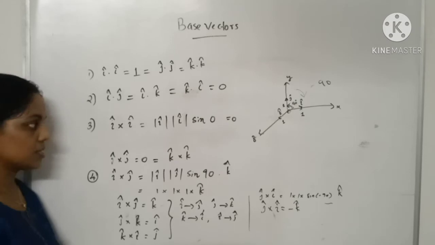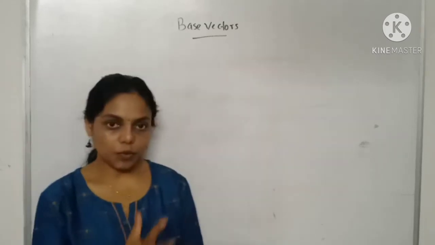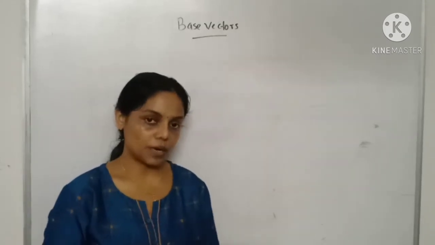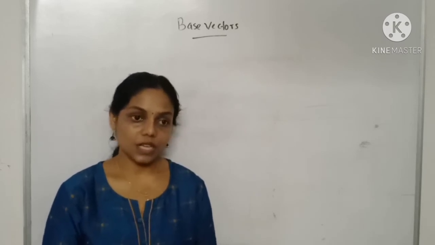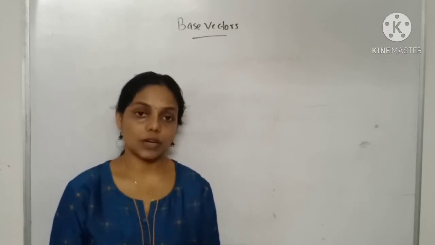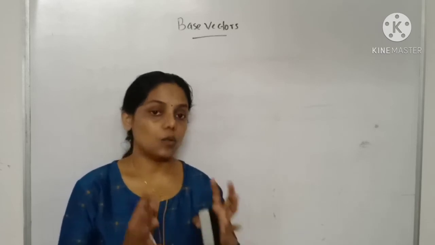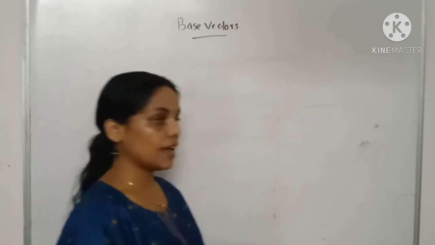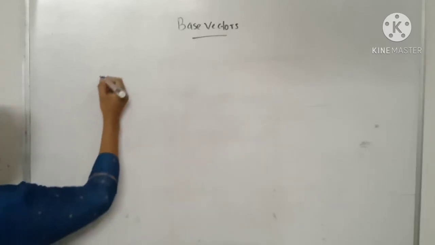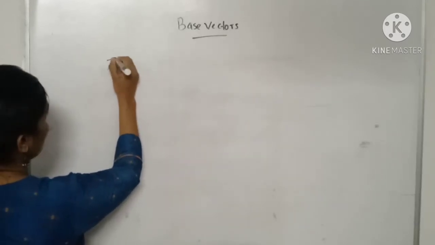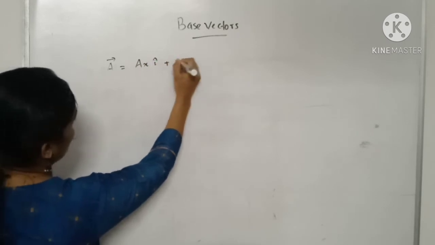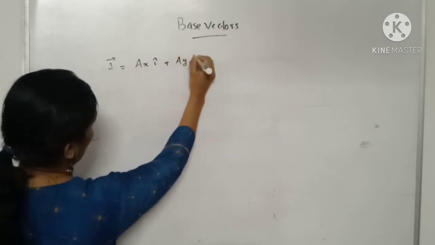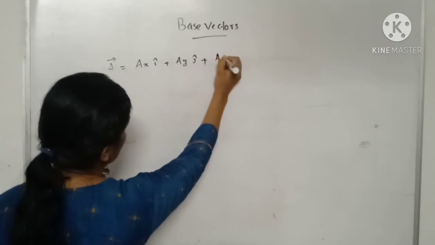These are the properties. From the fourth property, that is the cross product between two base vectors, we can find the cross product between any two vectors a cross b. Let vector a be equal to ax i plus ay j plus az k.